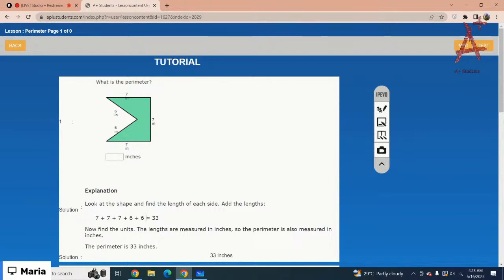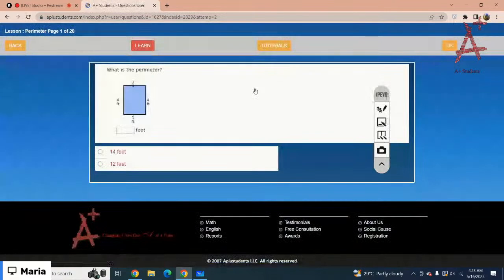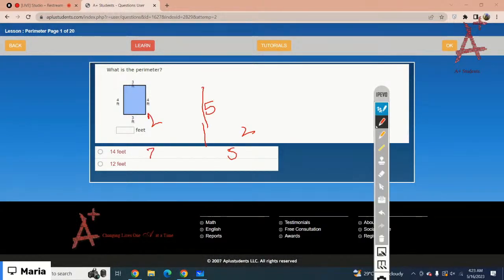Let's just start with the test questions. Okay, what is the perimeter? For the perimeter of this shape, you just have to add all the sides. So just see the sides and add them. It would be 3 plus 3 plus 4 plus 4. 3 plus 3 is 6, 10 and 4, 14. So the perimeter of this shape is 14. Got it?